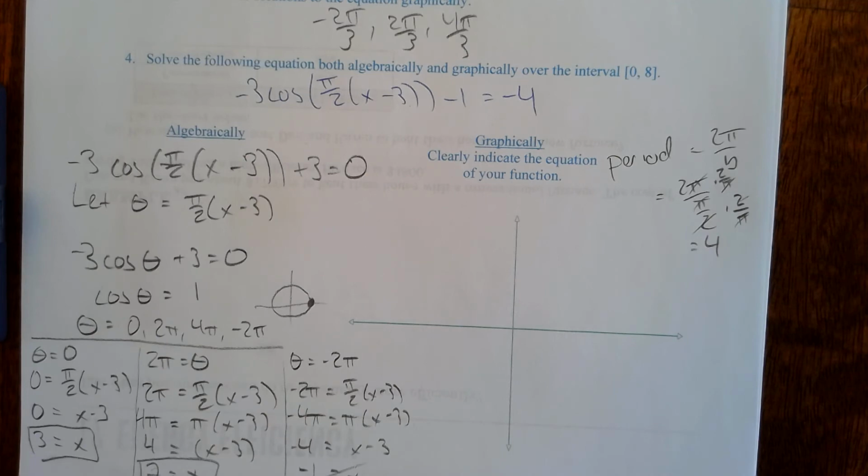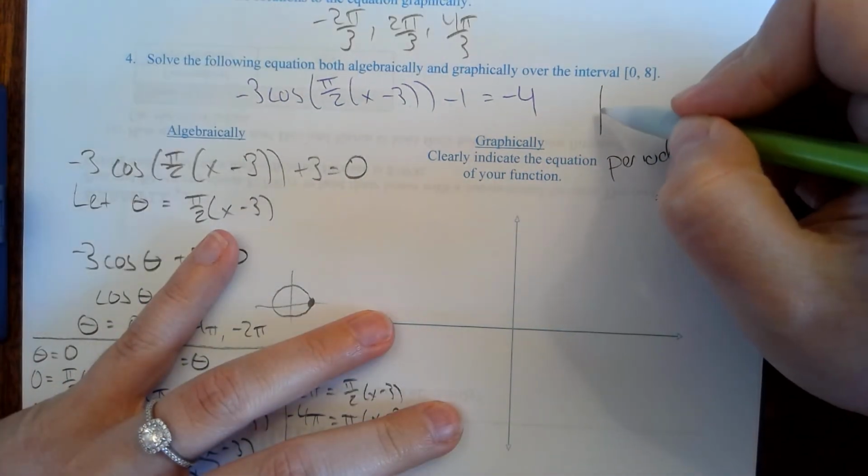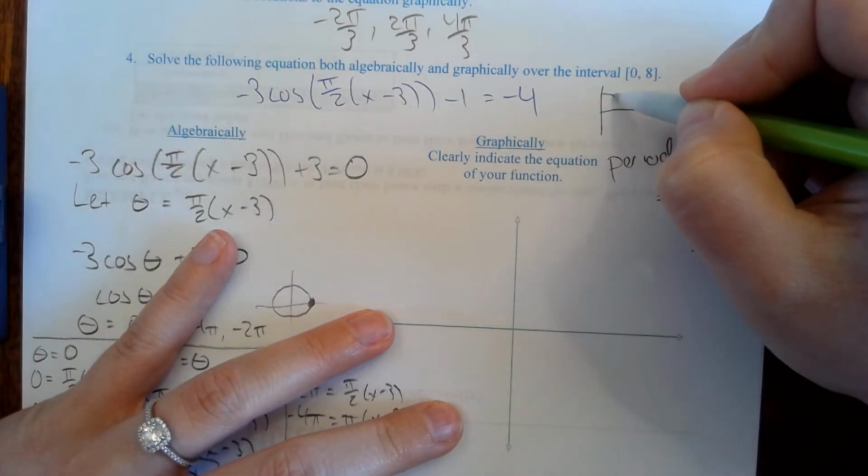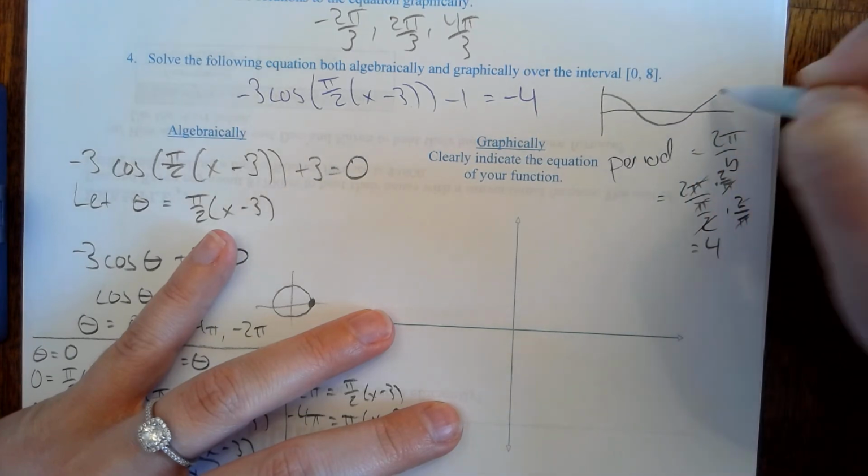Alrighty, so this is a cos curve. I know that it starts at the maximum, it goes down, and it goes back up to the maximum.